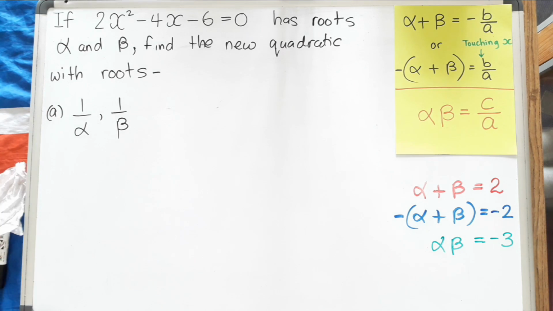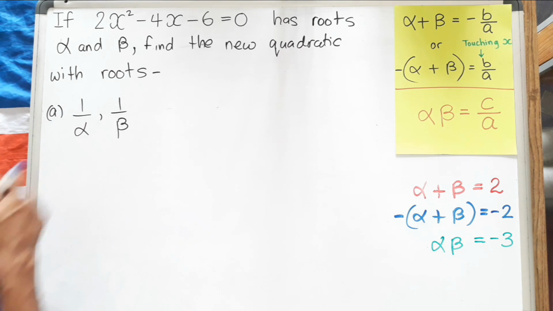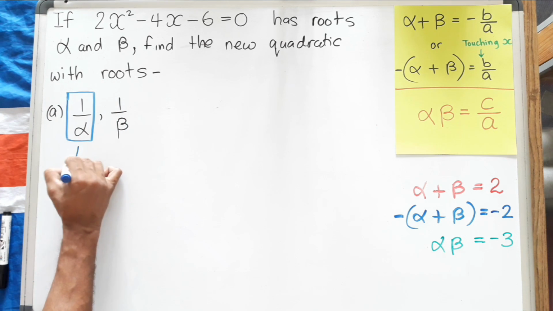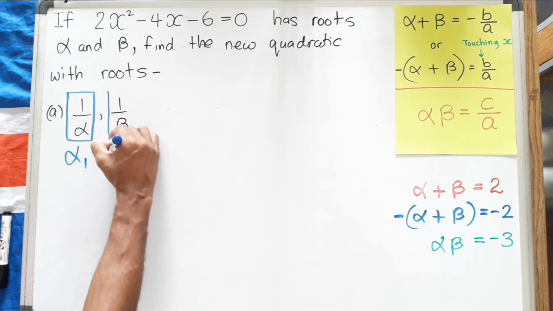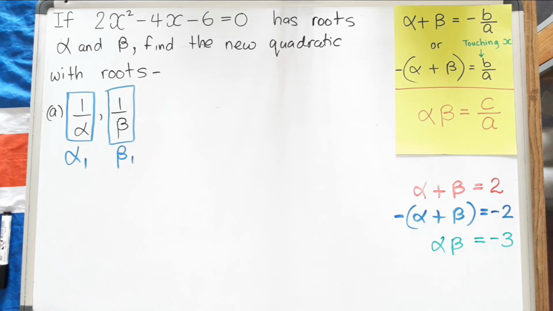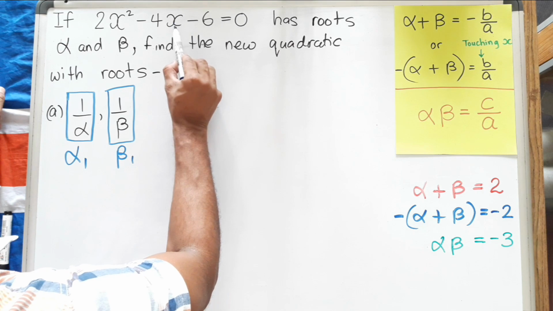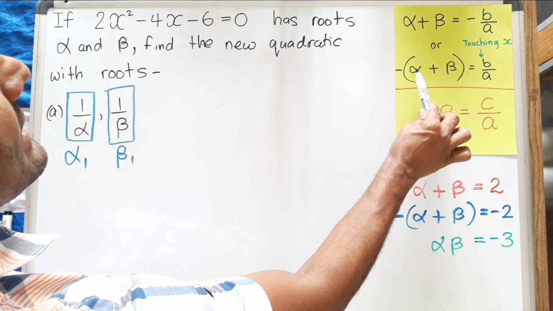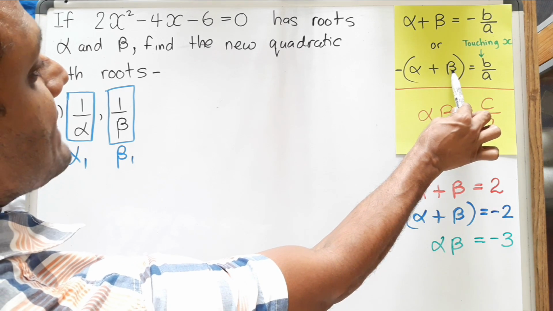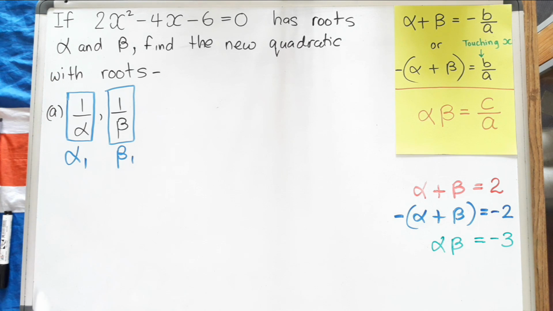So, this new quadratic has a new root, 1 on alpha. I will be calling 1 on alpha, alpha 1. And the new beta, the 1 on beta, I will call it beta 1. So for the new quadratic, to figure out what is touching x, I just need to take the new root, the new alpha root, add it to the new beta root, and whatever I get, I apply a minus sign to it, or make it the opposite. And that will tell me what is touching the x value.